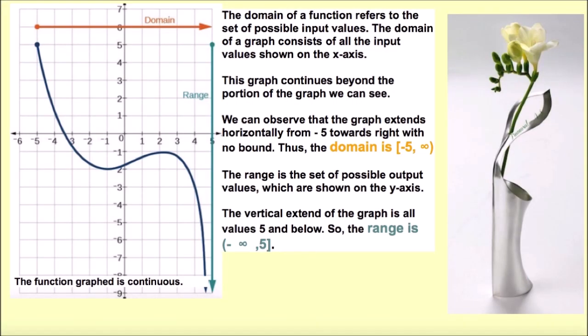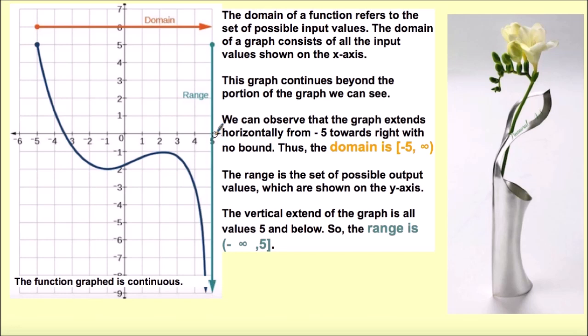The domain of a function refers to a set of possible input values. The domain of a graph consists of all the input values shown on the x-axis. This graph continues beyond the portion of the graph we can see. We can observe that the graph extends horizontally from -5 towards the right with no bound. Thus, the domain is the closed interval [-5, ∞).